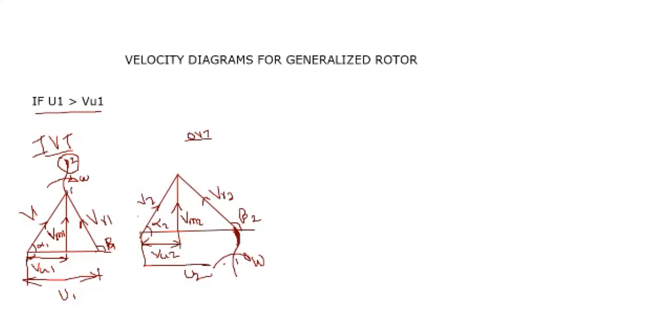Then if the condition is VU1 greater than U1, then the velocity triangle will change. So that velocity triangle I will draw here. See, the rotor blade I will show here.